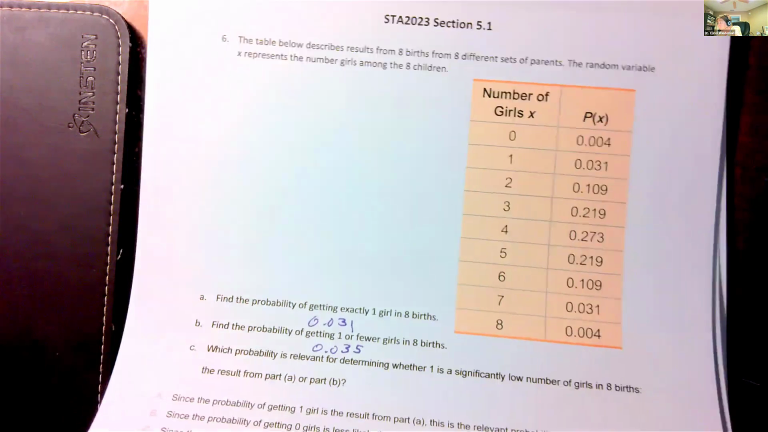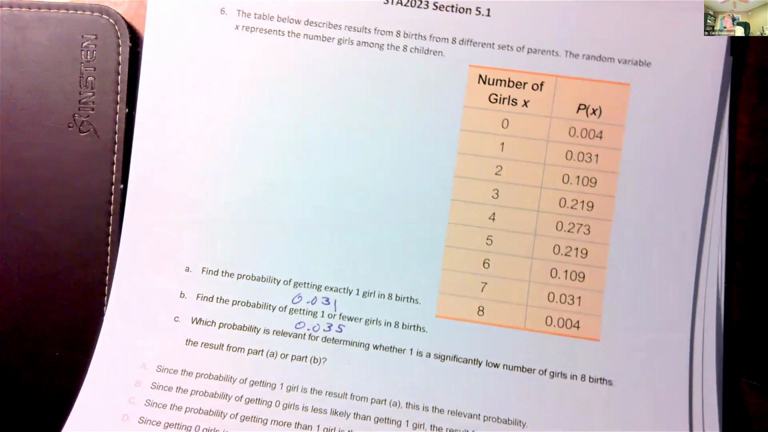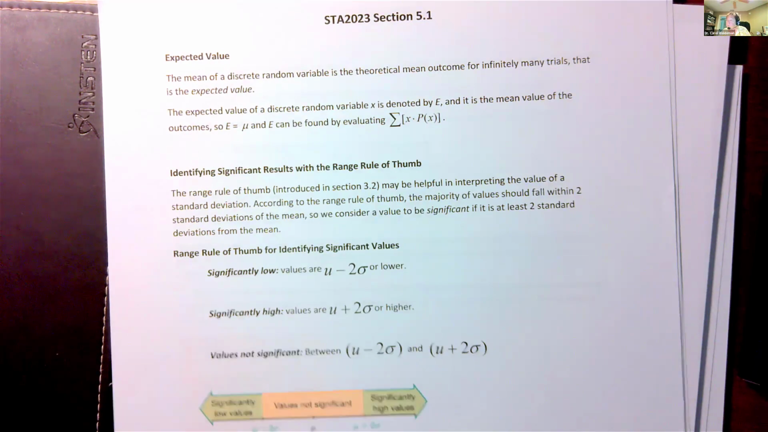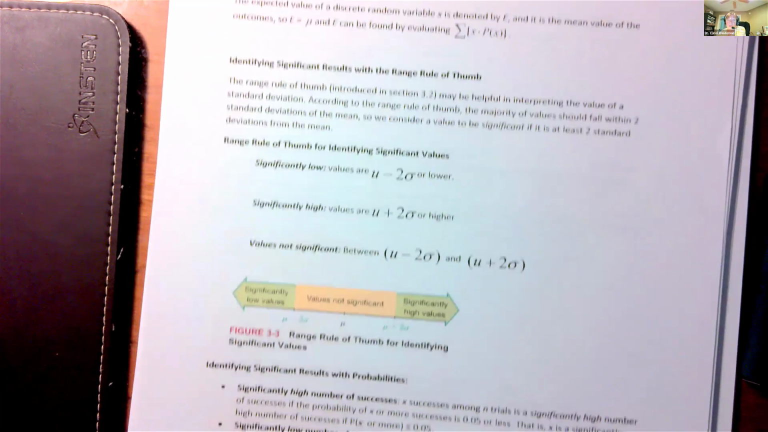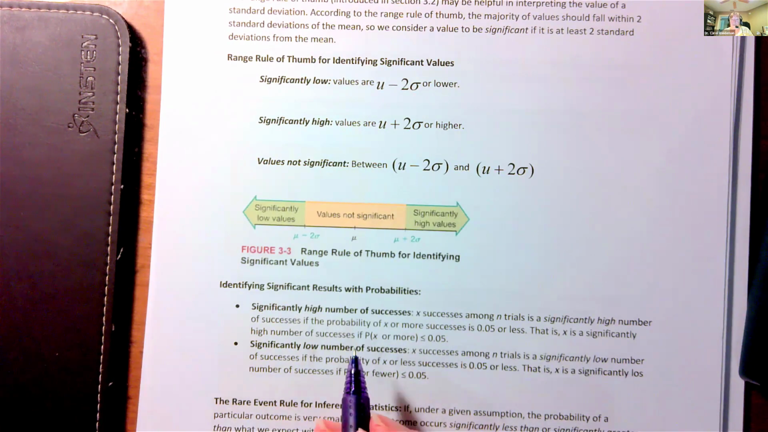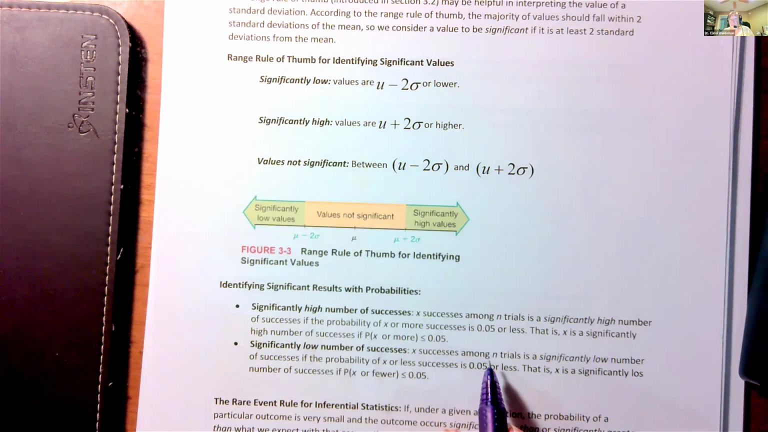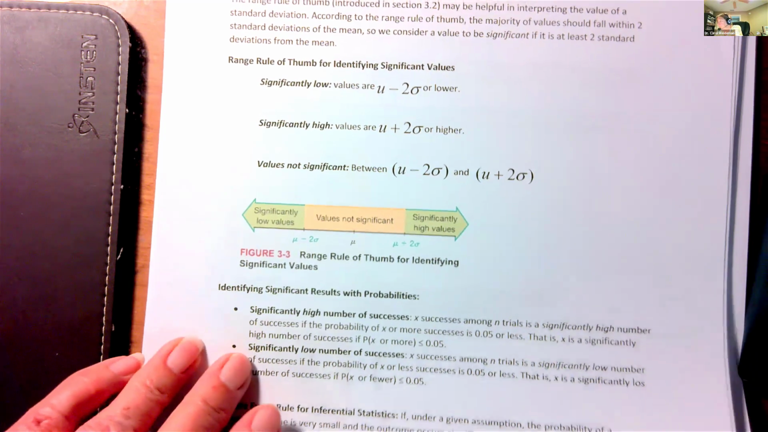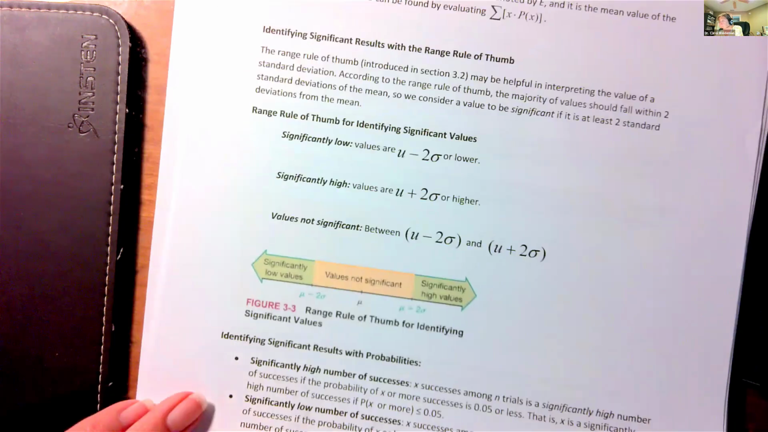And let me go back to the definition when we talked about significantly low and significantly high so that you understand where this is coming from. So we're talking about significantly low. X successes among N trials is significantly low if the probability of X or less is 0.05 or less. Notice this right here, X or less. So not just X, but X or less. So look at our problem again.